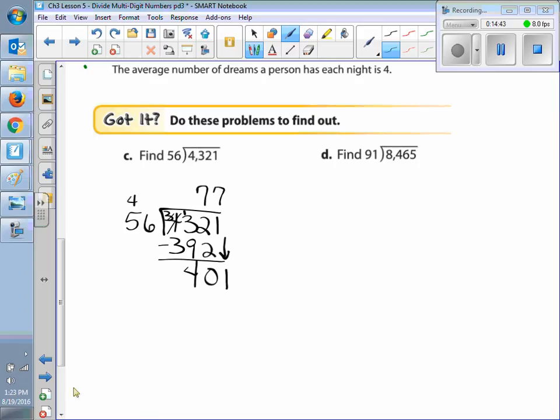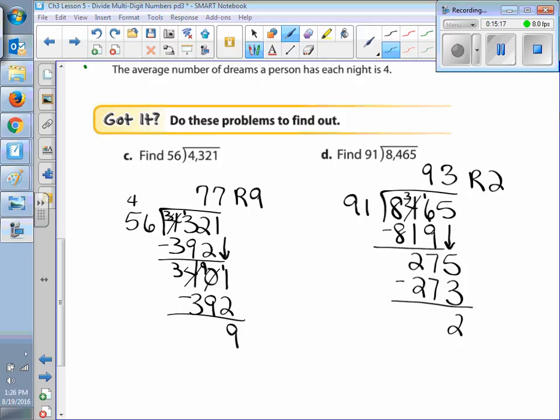So, 7, and then that's going to be 392. And then we can subtract. So we've got 3 here, 10 there, then we're going to borrow again, make that a 9. So 11 minus 2 is 9. 9 minus 9, 0. 3 minus 3, 0. So there's my remainder, right? And then we put our remainder 9 up top. Are there any questions? And there's your solution for letter D.